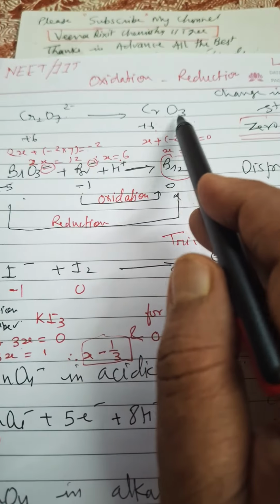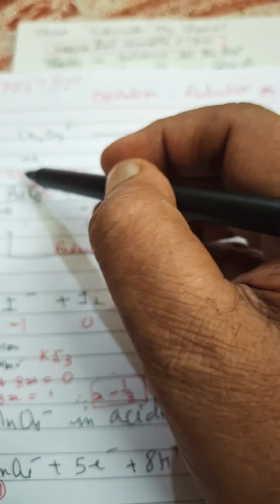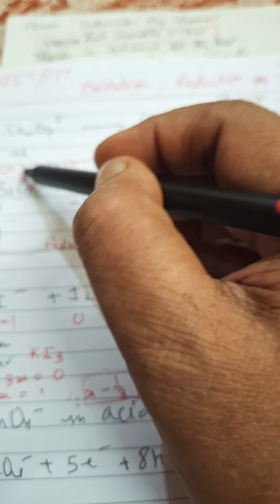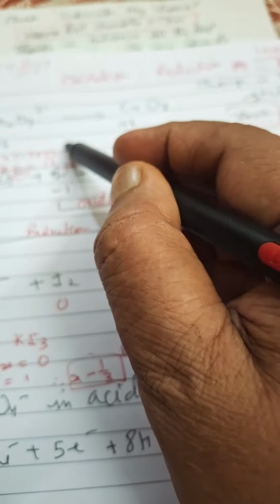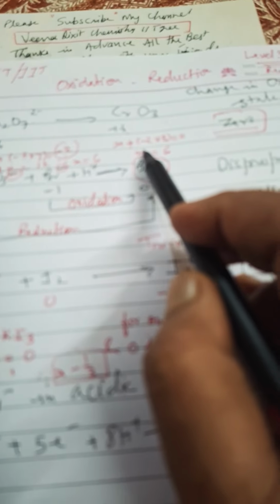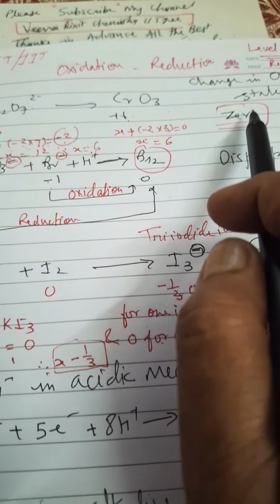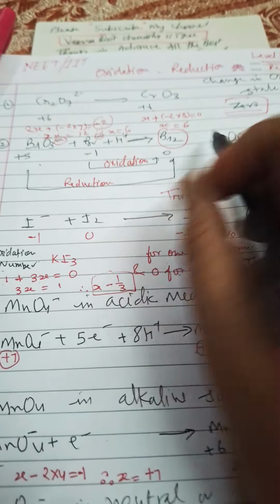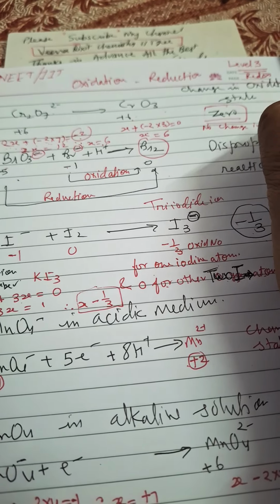Cr2O7 2 negative gives you CrO3. So here chromium is in +6 oxidation state. Suppose chromium is having X, so we will write down 2X plus oxygen is having -2 charge, so -2 into 7 times oxygen is equal to -2. This is the charge on the ion. So X is equal to 6. Here this is also +6 oxidation state, so there will be no change in oxidation state, so no electron transfer.